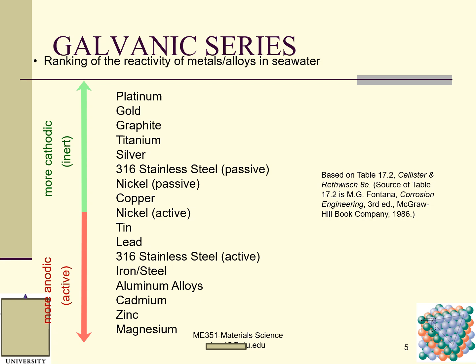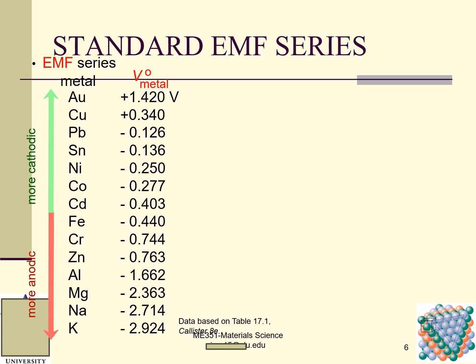Then we talk about the galvanic series, the ranking of the reactivity of metals and alloys in seawater. Here, this is more cathodic and this is more anodic, and we have different materials. Magnesium is very easy to corrode. On the contrary, platinum is very inert in water. Then gold, graphite, titanium, silver, 316 stainless steel, and also nickel and copper. Nickel is active. This shows more anodic and more cathodic.